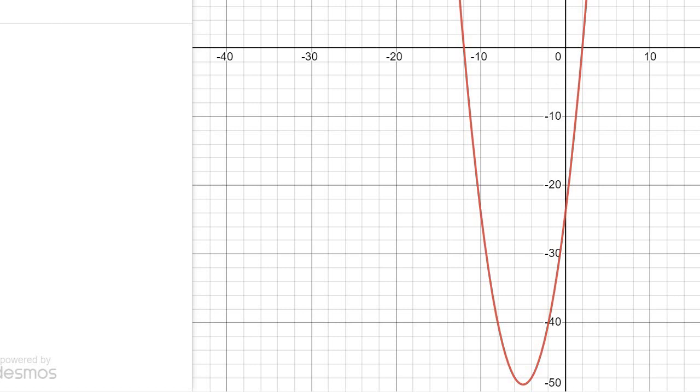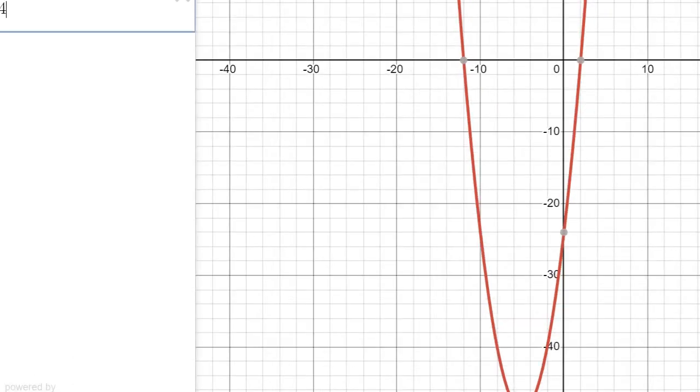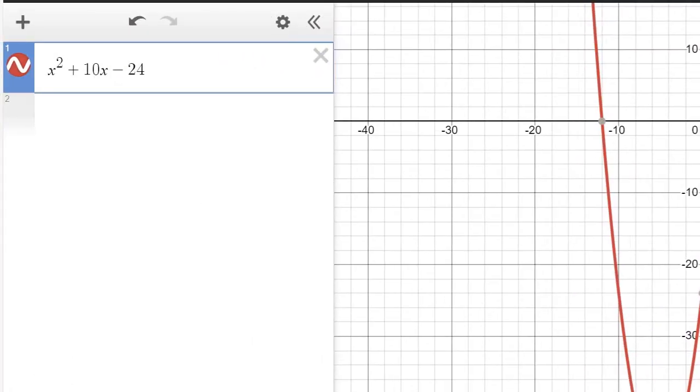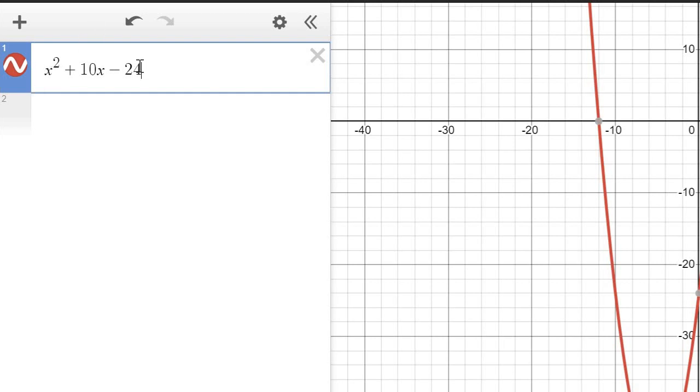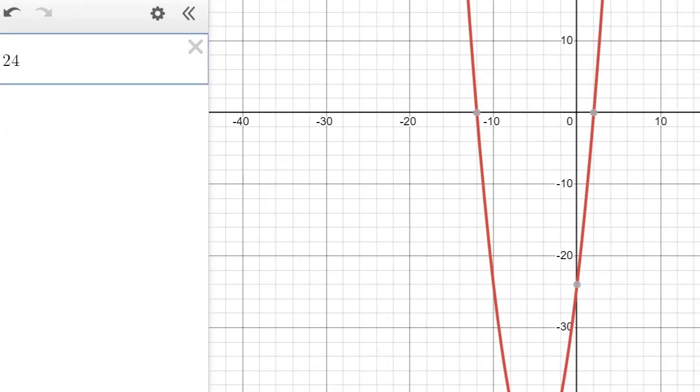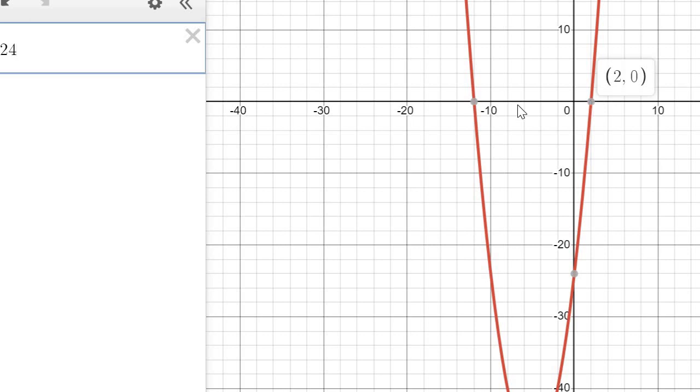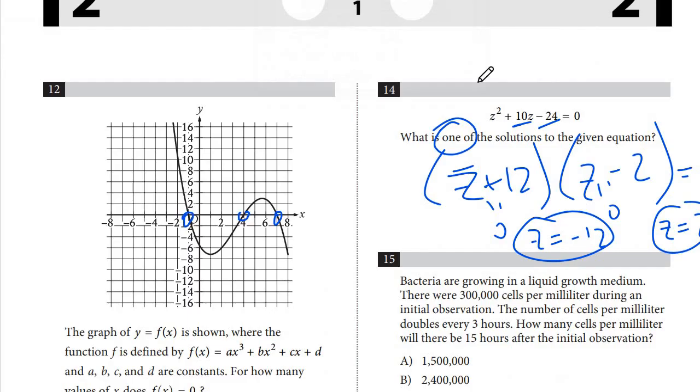Also, for your information, you could have used Desmos by typing in your equation here. Let me see if I can show you that a little bit better here on the left. You have to use x as your variable, you cannot use y. So I just typed in x squared plus 10x minus 24. It gave me this graph here on the right, and then I just have to click on the x-intercepts, and there you can see negative 12 and 2. Okay, simple as that.